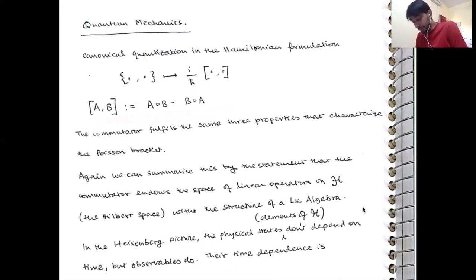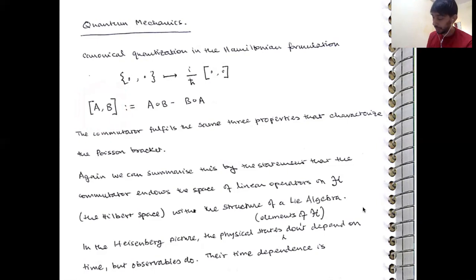What is very clear again is that the properties that characterize the Poisson brackets will also come to characterize this commutator bracket that you have out here. So again, we can summarize this by the statement that this bracket that we've written down endows the space of linear functions of the Hilbert space with the structure of a Lie algebra.